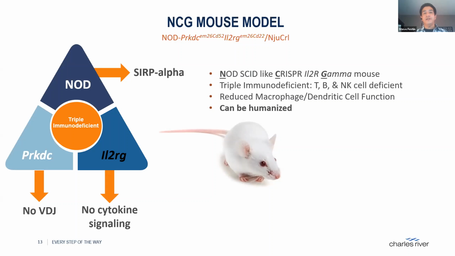So the mouse is severely immunodeficient, and as a result of the combination of these three, can therefore be humanized, right? Just to be clear, because humanization can be described in a number of different ways, in this case the NCG model is not genetically humanized. It contains a number of mutations that make it immunodeficient. But by transferring a human tumor or human immune cells, we're able to humanize the mouse and essentially recapitulate a system that contains both human tumors as well as human immune cells.